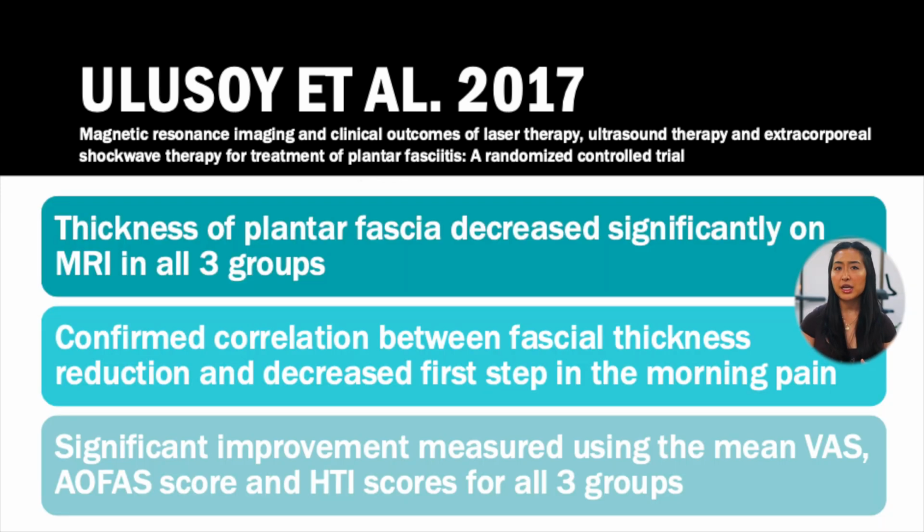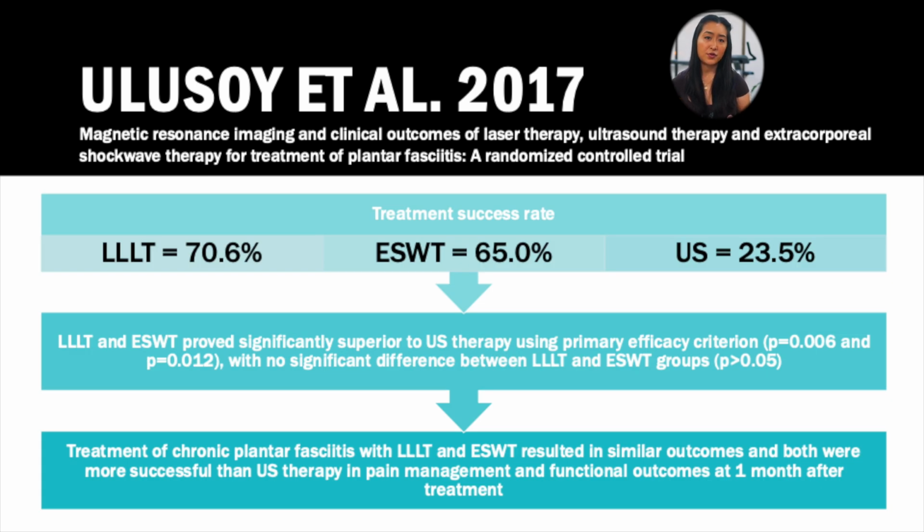Firstly, the plantar fascial thickness did decrease significantly on MRI in all 3 groups. The other outcome measures they used were mean visual analog scores, American Orthopedic Foot and Ankle Society scores, and heel tenderness index scores. These outcome measures are all valid and reliable outcome measures that are commonly used in the studies that I have reviewed in my literature search for this presentation. So this study was able to substantiate the correlation between fascial thickness reduction and decreased first step in the morning pain. Here you can see the treatment success rates for laser, shockwave, and ultrasound therapy respectively.